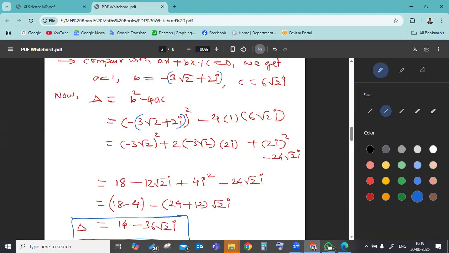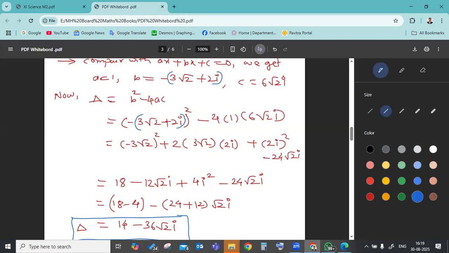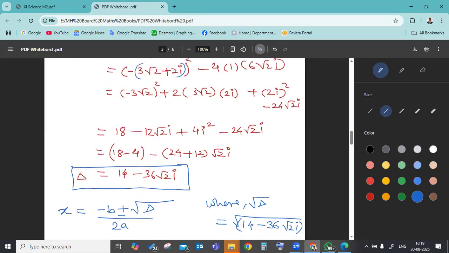a square plus 2ab plus b square. Okay. Now this is positive, so there is no need of taking this as a negative. Right? Okay. Now it is correct. Then this 3 times 6 is 12, 12 root 2 i. It will be 12 root 2 i plus 4i square minus 24i.